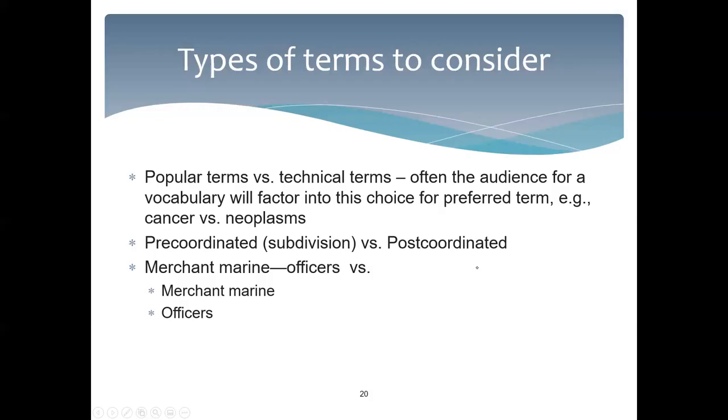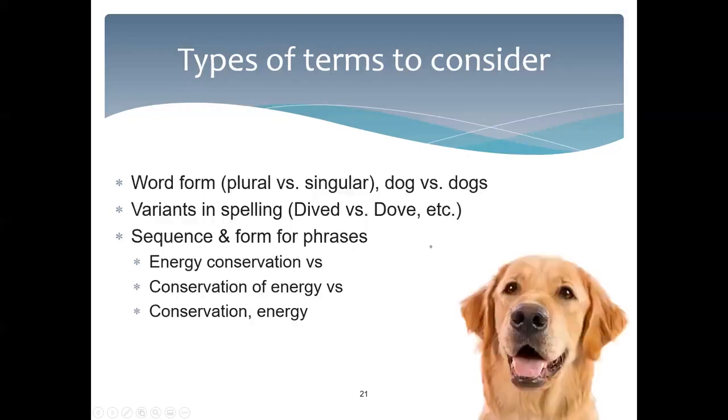But I think you definitely need to think about, depending upon your controlled vocabulary, what would be scientific or technical terms versus popular terms. Other things to consider: the word form. Are you going to use plural or singular, dog versus dogs? Variance in spelling, we've already talked about that, or typos. Sequence and form for phrases.